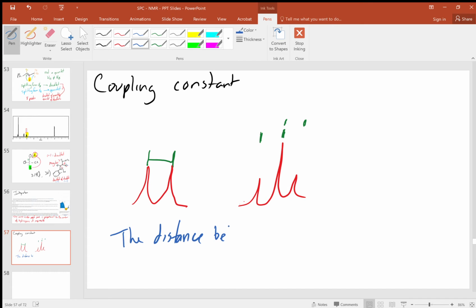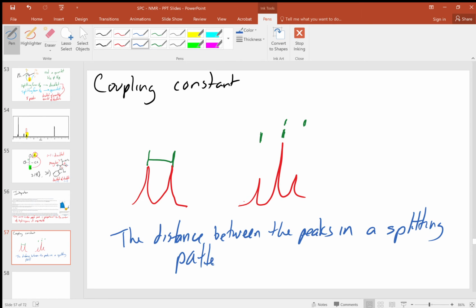So it's the distance between the peaks in a splitting pattern. And coupling constants are almost always measured in hertz. So that's really all I want to say about coupling constants today. But when we get to alkenes, we'll come back to this idea of coupling constants.